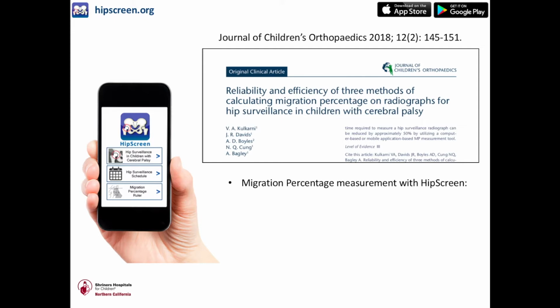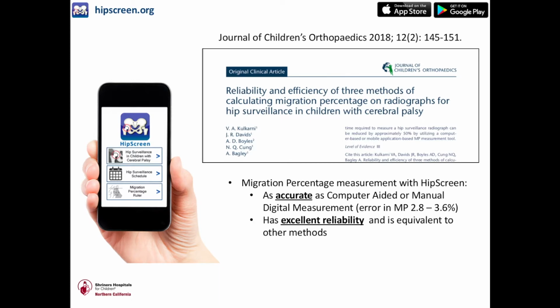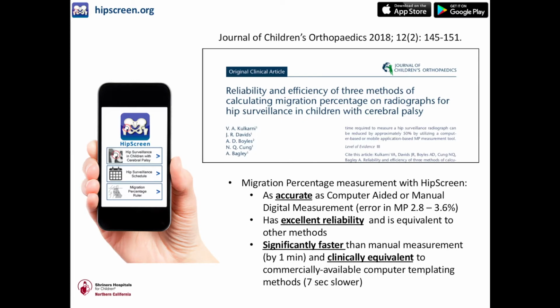We recently published the results of this method of measuring migration percentage in the Journal of Children's Orthopaedics, and we found that it was as accurate as computer-aided or manual digital measurement, with an acceptable error of migration percentage. It had excellent reliability and was essentially equivalent to the other methods. Finally, we found that it was significantly faster than manual measurement, faster by about a minute, and clinically equivalent to commercially available computer templating methods, only 7 seconds slower. We'll go over this method of measuring migration percentage in a future tutorial.